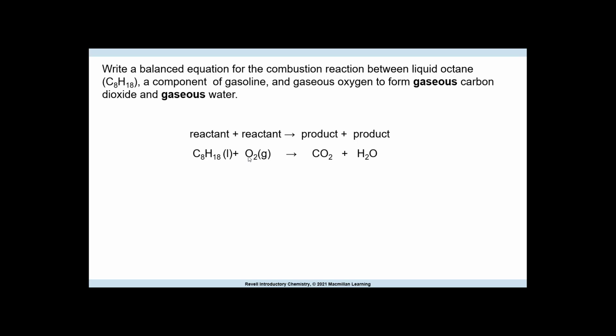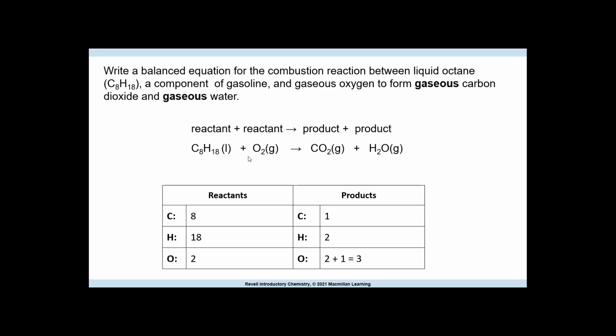So in here, I've already put the reactants, the phase for the reactants, and now I have the phases for the products. And I'm going to pull everything out. So I have 8 carbon, I have 18 hydrogen, and 2 oxygen. I have 1 carbon, 2 hydrogen, and 2 plus 1 equals 3 oxygen on one side.